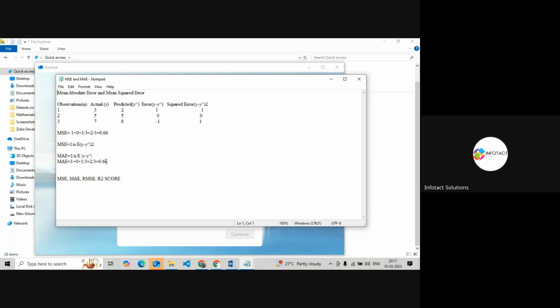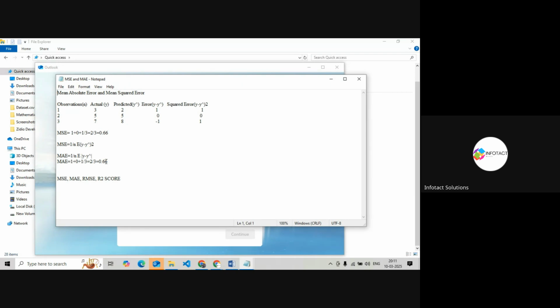Okay, mean squared error is the average of the squared difference between the actual and predicted values. Mean squared error penalizes the larger errors more than smaller ones, and it helps in optimizing the models.